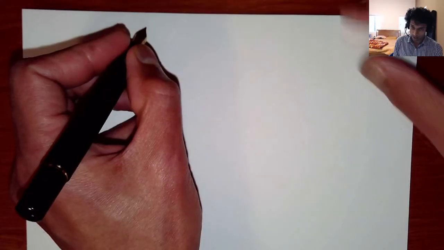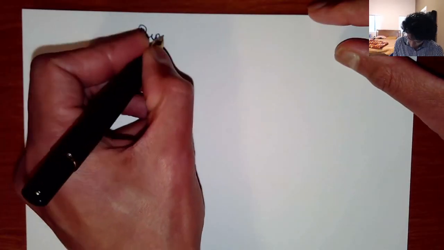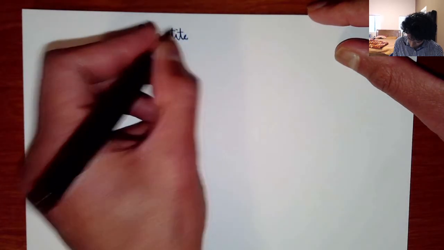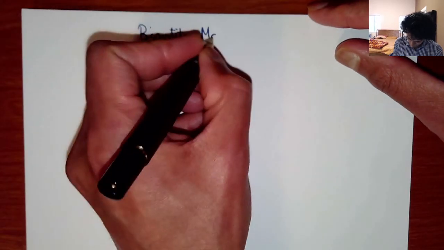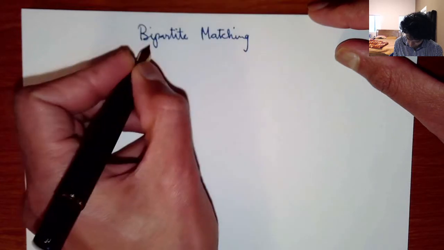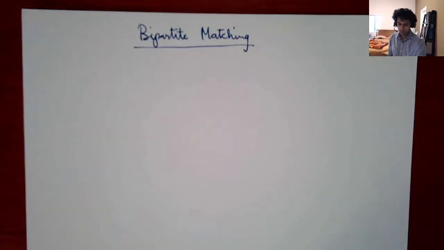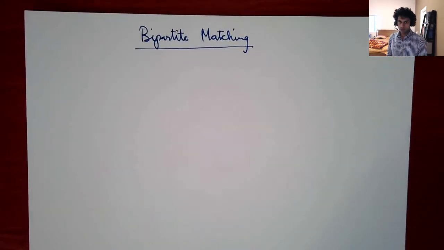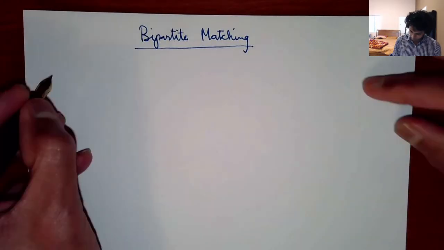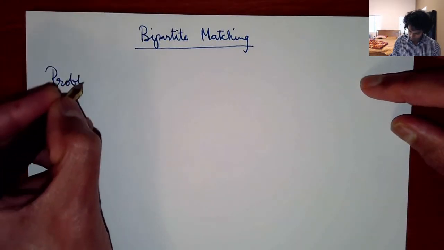So we're going to start combinatorial algorithms, the course, by maybe one of the most classic combinatorial algorithmic questions, and that is bipartite matching. Okay, so what is bipartite matching? What is the problem?